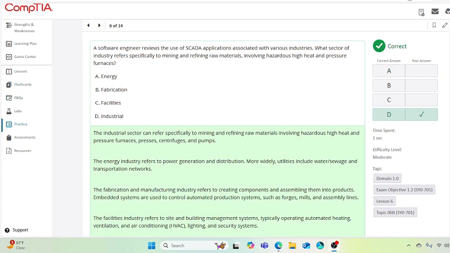A software engineer reviews the use of SCADA applications associated with various industries. What sector of industry refers specifically to mining and refining raw materials involving hazardous high heat and pressure furnaces? Industrial. The industrial sector can refer specifically to mining and refining raw materials involving hazardous high heat and pressure furnaces, presses, centrifuges, and pumps.